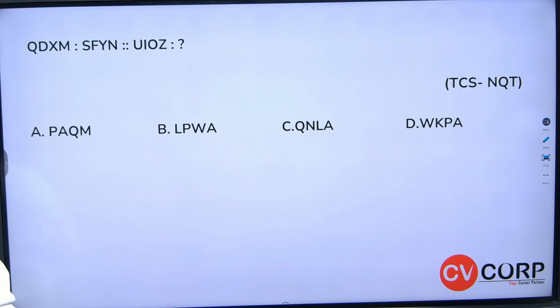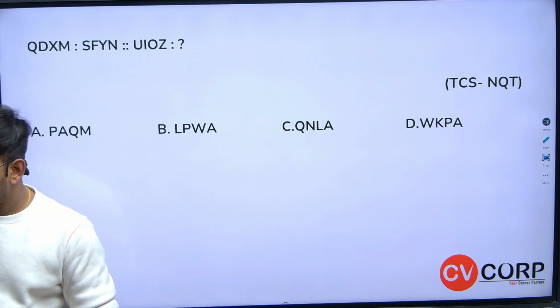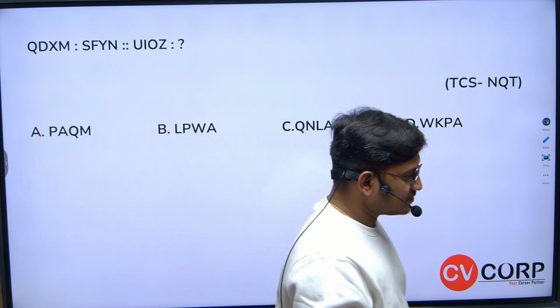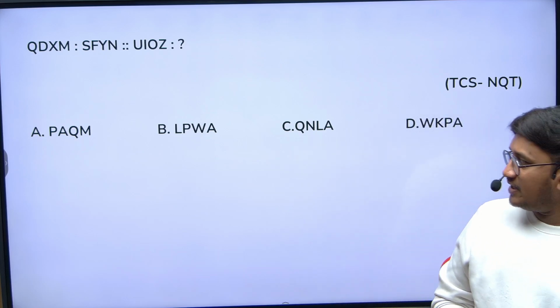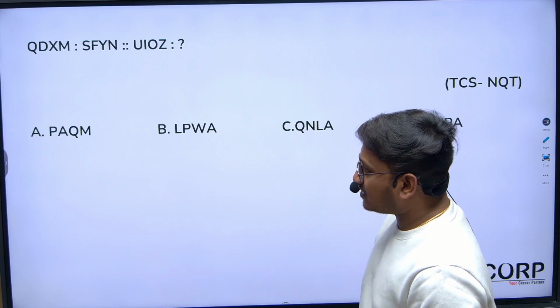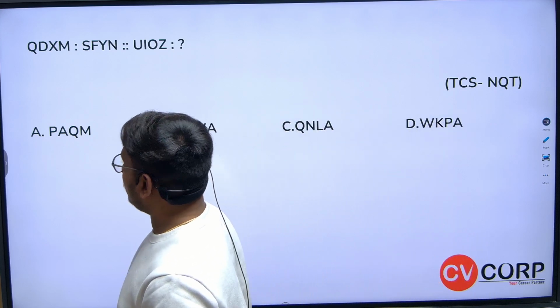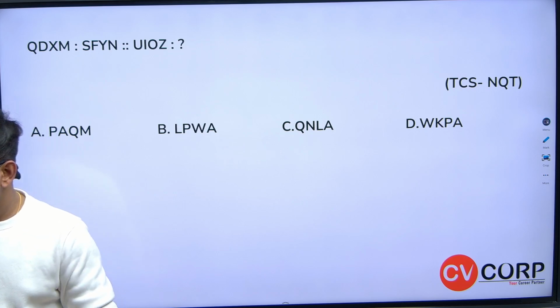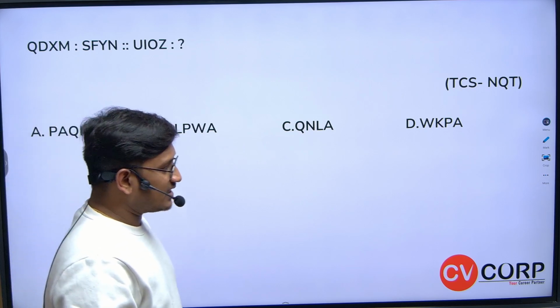Yeah, exactly. I'm getting so many answers in the chat box. Very good, nice. Option D, you people are posting. WKPA. Very good. Option D is correct, as you all posted in the chat box. I hope the remaining students are still solving for the logic. Almost many students posted option D. Exactly, guys, option D is correct.